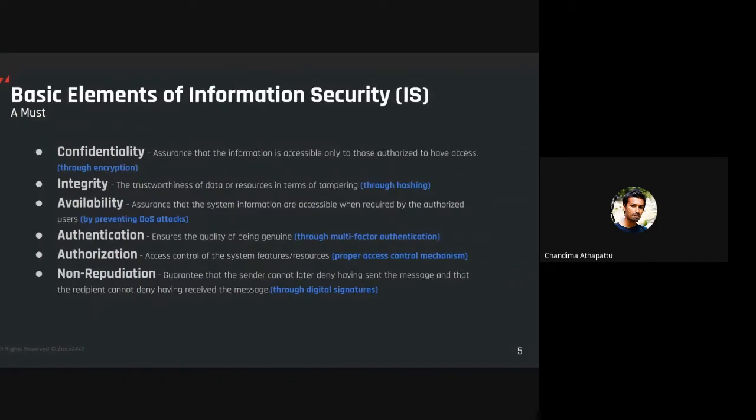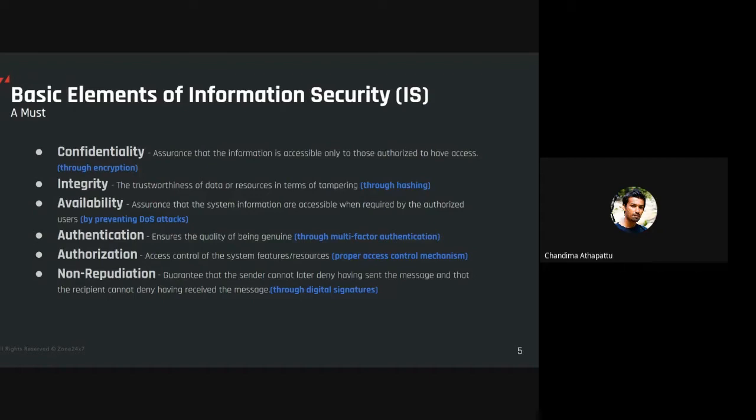I would like to remind you of these basic elements. I think most of you may know them by now, but the important thing is how you apply them in your project. Confidentiality, integrity, and availability are the three pillars of information security. Confidentiality we achieve through encryption, so that others cannot listen or modify, they cannot access. In integrity we are talking about hashing, where they cannot tamper with the data. And availability is straightforward: we are preventing attacks so that people who are authorized to access can access.